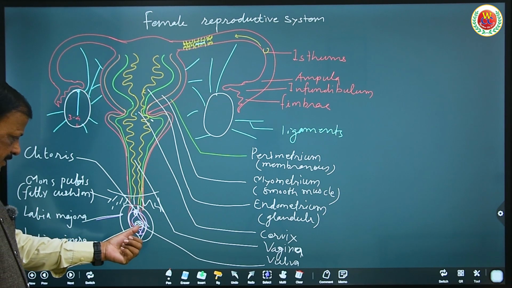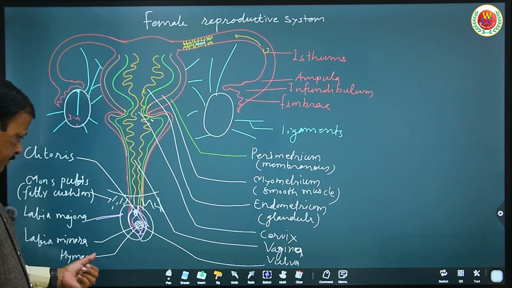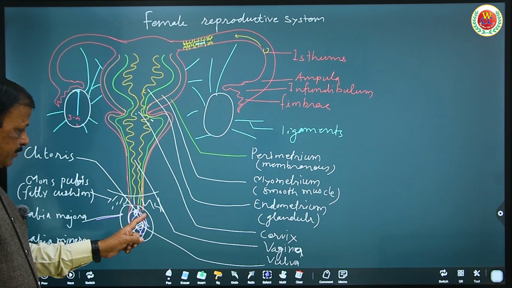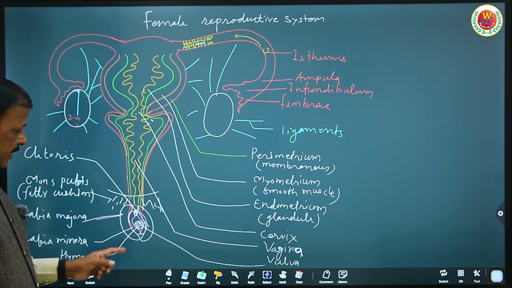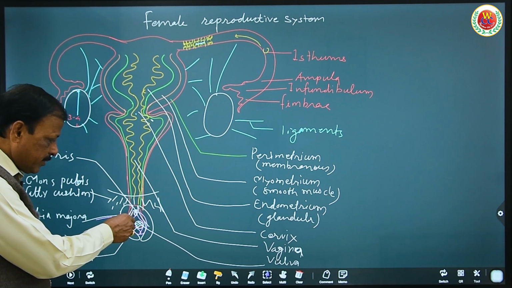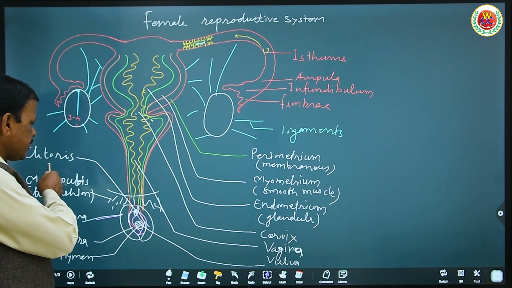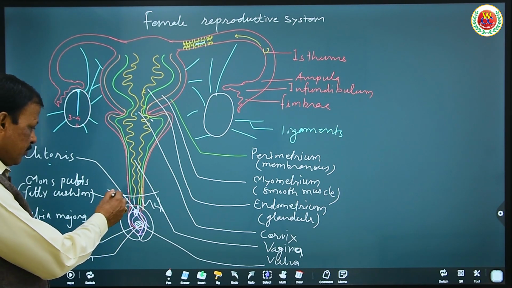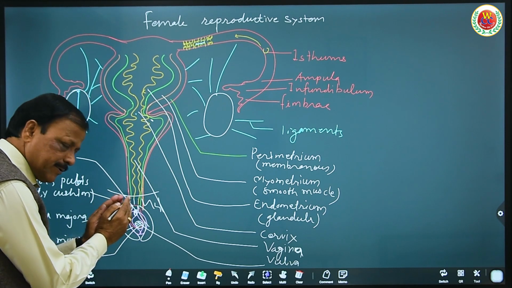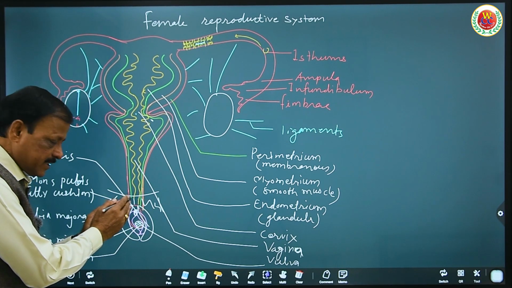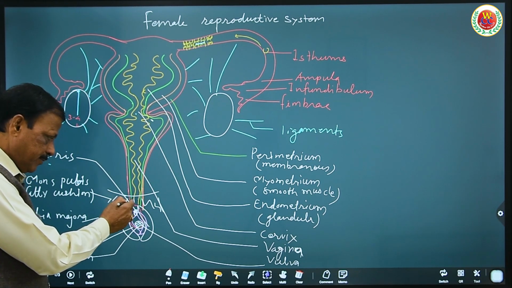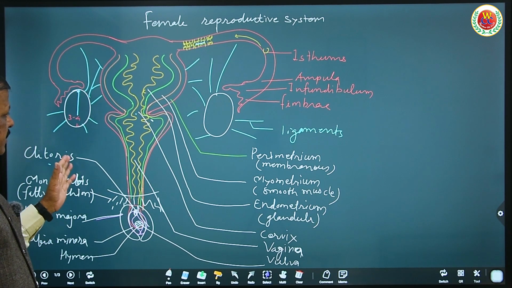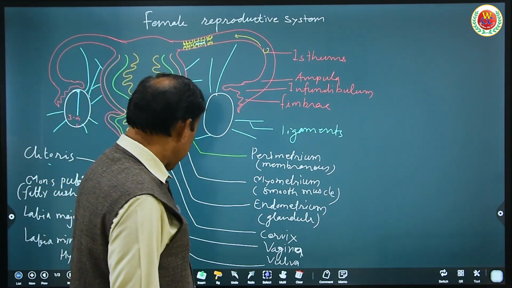Here, this vaginal opening is partially covered by the hymen and totally covered by the labia minora, and the labia minora is covered by the labia majora. At the upper end of the labia minora, there is erectile tissue called the clitoris, which is homologous to the glans penis. Moreover, the entire external genital organs are covered anteriorly by a fatty cushion known as the mons pubis. I hope you did understand this diagram.